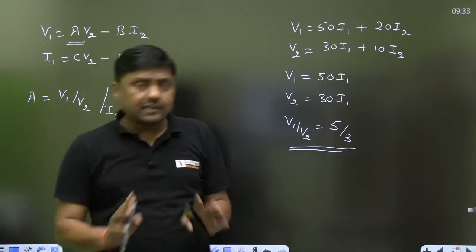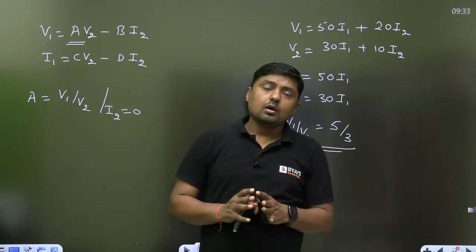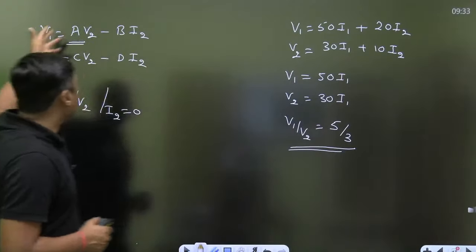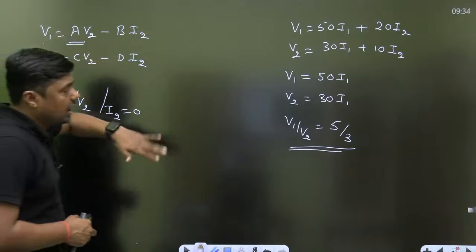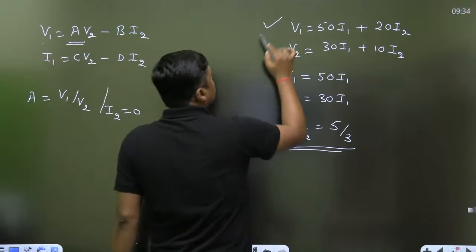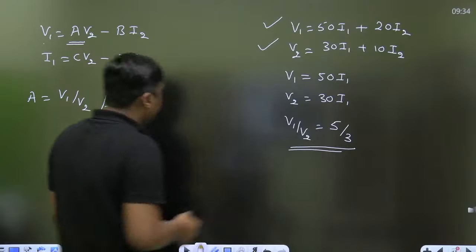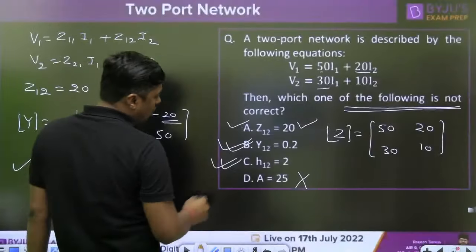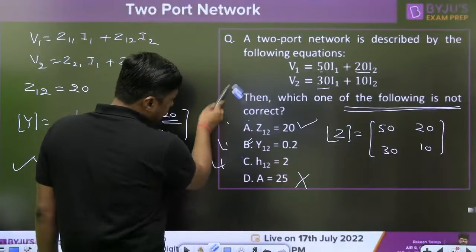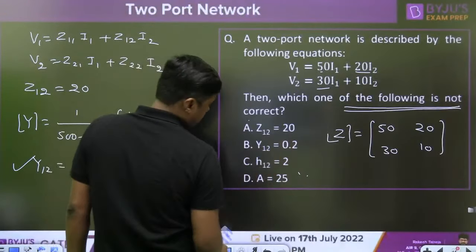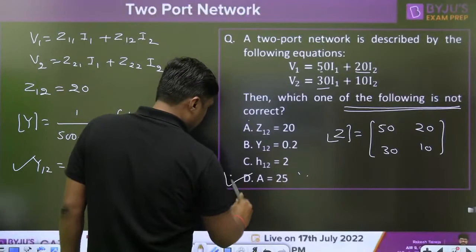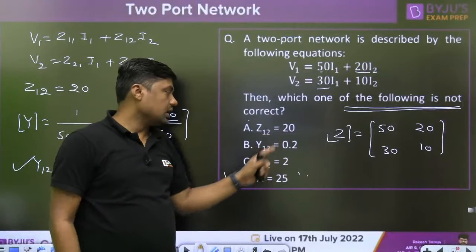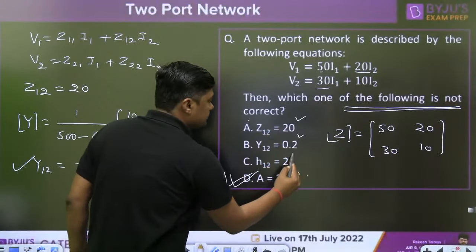So in two-port networks, this is a very easy topic, especially for the HPCL exam directly. If A is required, apply the condition and get the answer. If these two equations are given, you can directly find the value, and this is 5 by 3. So that is wrong: the option says A is equal to 25, but it should be 5 by 3. All the others are correct. The answer is D.